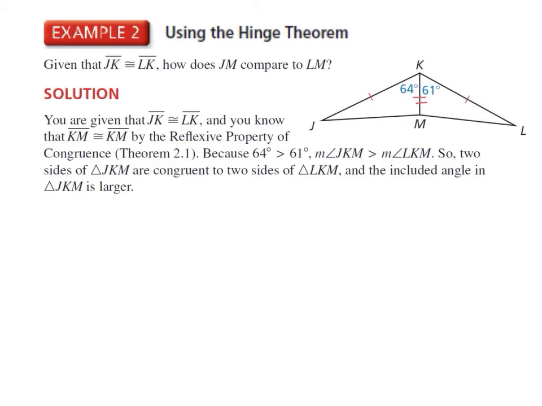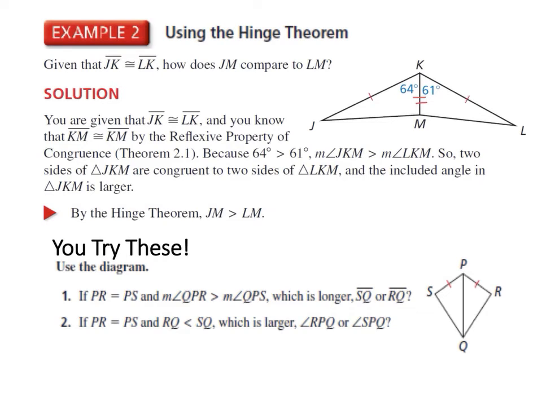So we can conclude that the two sides of triangle JKM are congruent to the two sides of triangle LKM, and the included angle in triangle JKM is larger. By the Hinge theorem, the length of side JM is greater than the length of side LM.